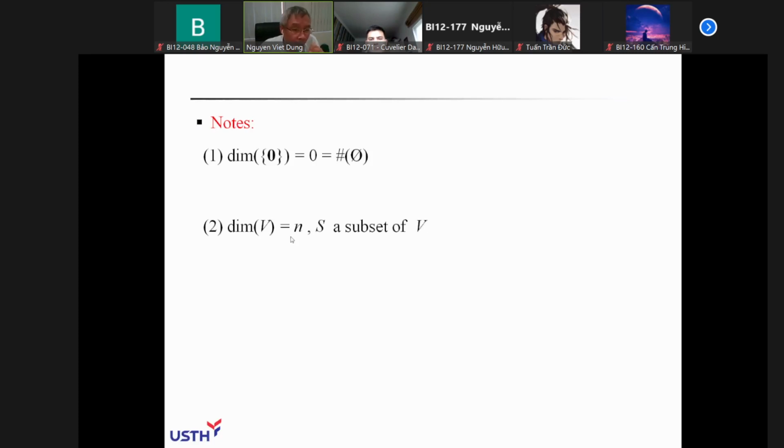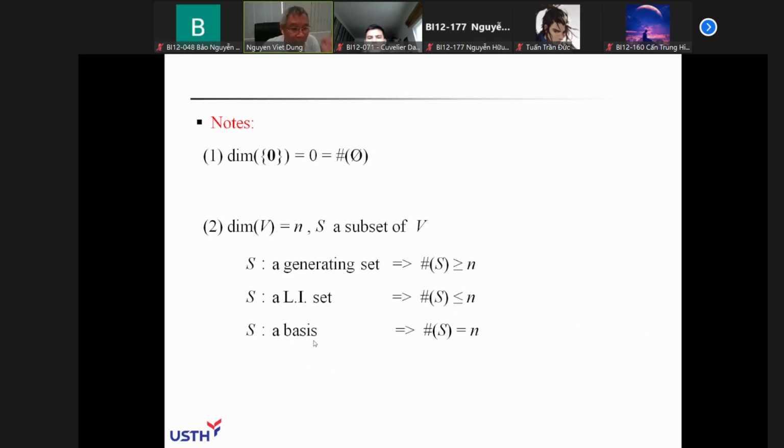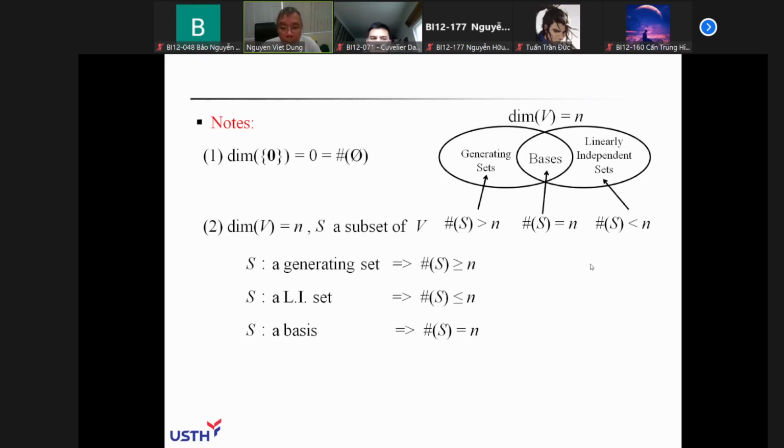suppose that the dimension of V equals n, and S is any subset of V. Then we have the following cases. If S is a generating set, meaning S generates the whole vector space V, then the number of elements inside S must be at least n, that is, greater than or equal to n. If S is a linearly independent set, then the number of elements of S is at most n, that is, less than or equal to n. And only when S is a basis of V is the number of elements inside S exactly n. That is our observation, and it is illustrated in the picture here. So I leave it for you to read by yourself. Everything is explained here.